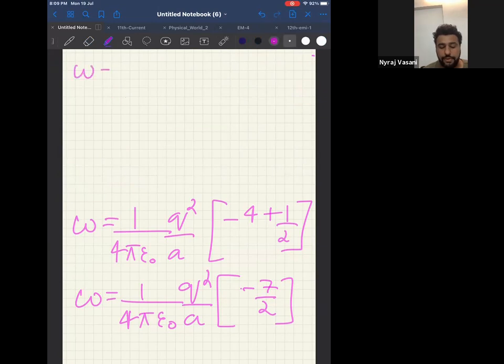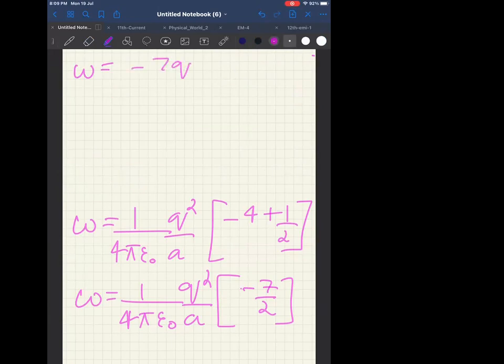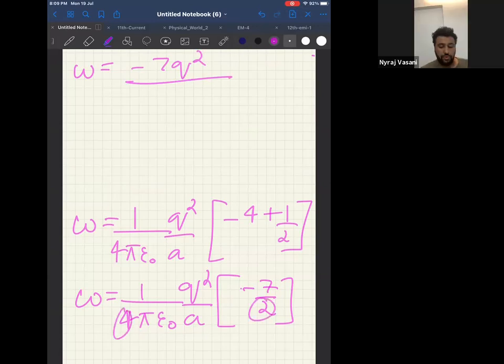Therefore, W is equal to, tell me, which option matches? See the numerator. Numerator will be minus 7Q square. Denominator is 4 into 2, so I have 8 pi epsilon naught A. Therefore, answer C matches. Everyone getting it? I have shown you step by step. You can skip two to three steps and get the final step. I have shown you first 1 by 4 pi epsilon naught outside, then something else outside. You can directly take everything at once and get the answer.